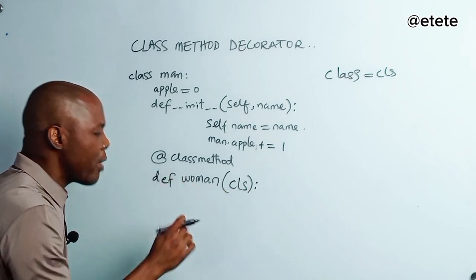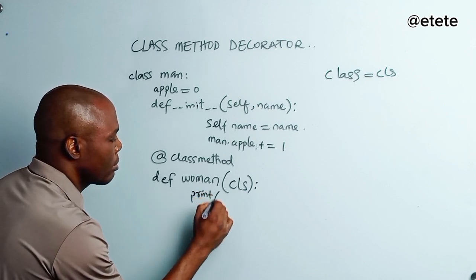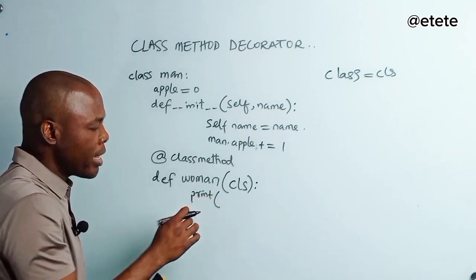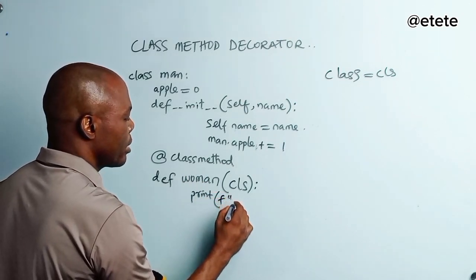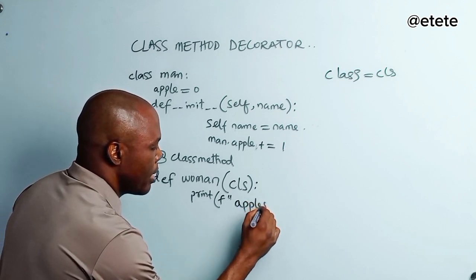Inside this method, all I want to do is just to print out, right? I supply it to my print function. What I just want to print out is, I'll call it a format string, apples eaten.